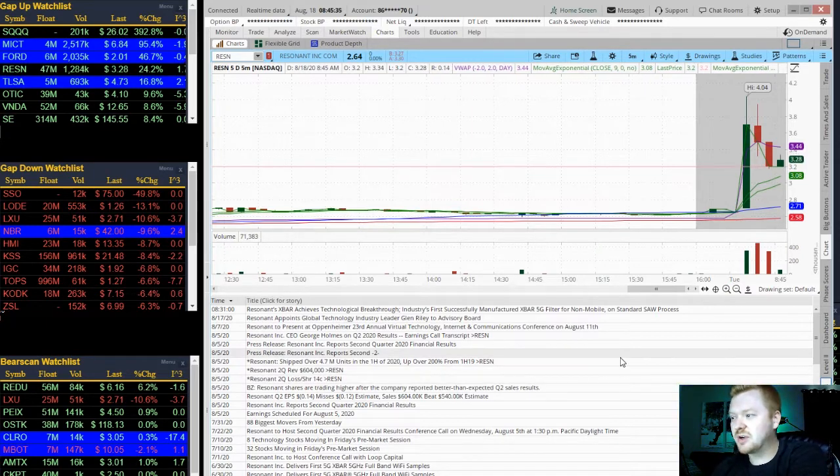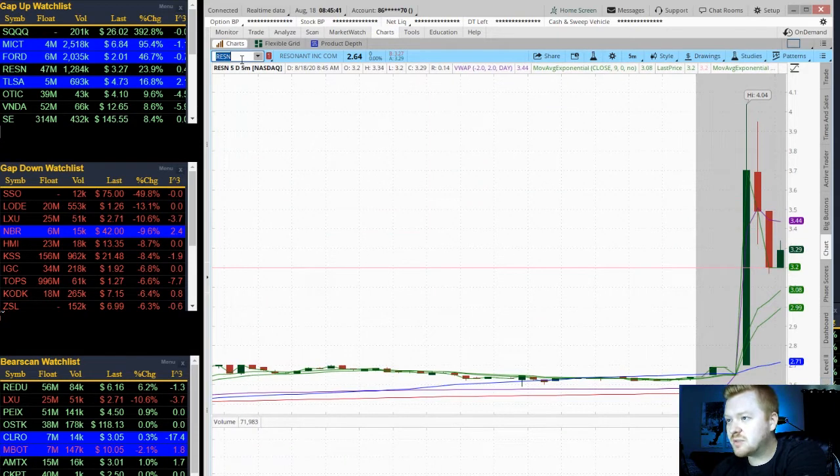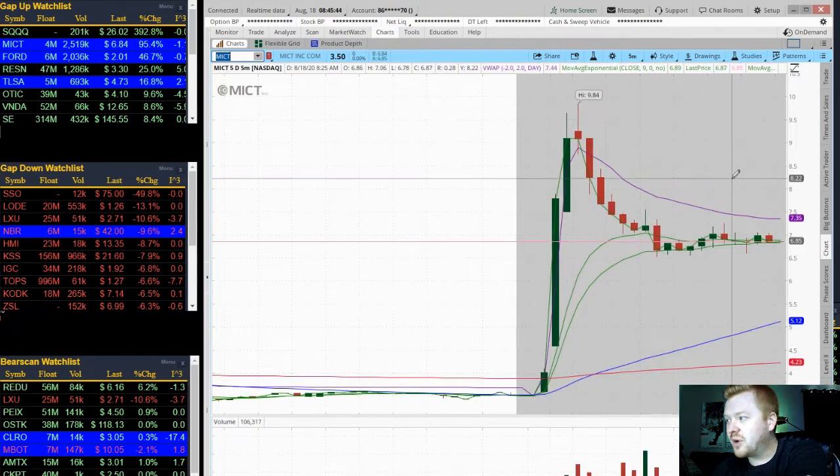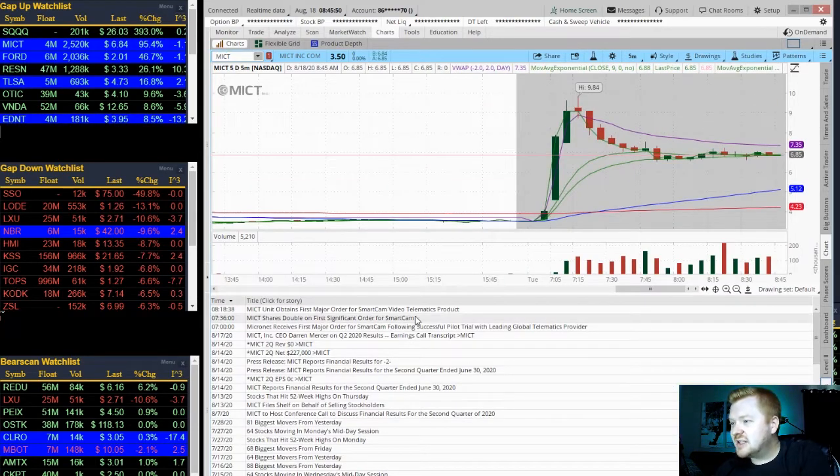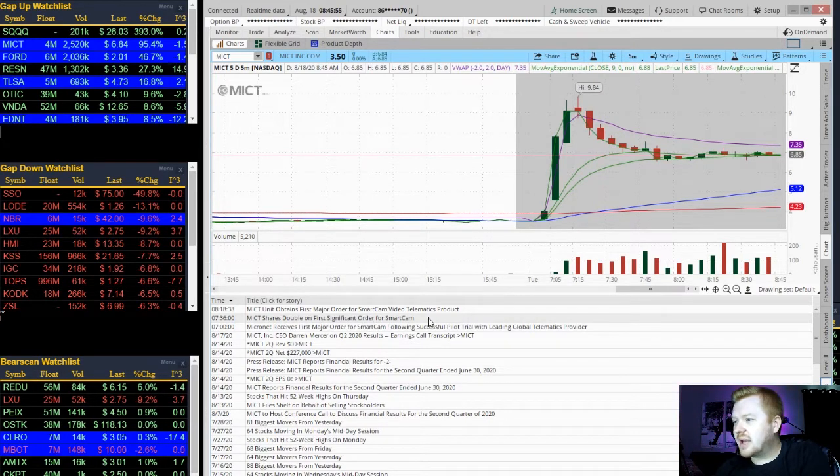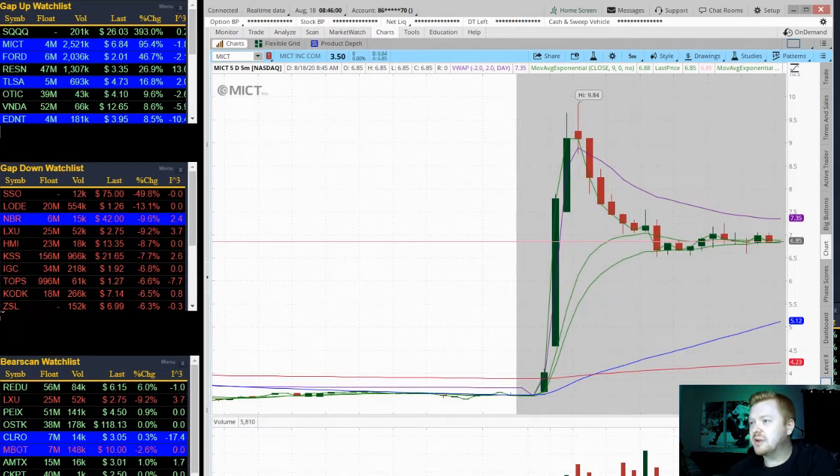Most chat rooms are just looking for these headline words. Breakthrough, successfully manufactured, or some of these other ones. What's popping on up? MICT, 4 million float. Nearly half of that, over half of that, traded already in pre-market. MICT shares double on first significant order for SmartCam. So these headlines are strategically placed to bring in chat rooms so that other people can dump their shares. So most of the time I just end up not trading these.